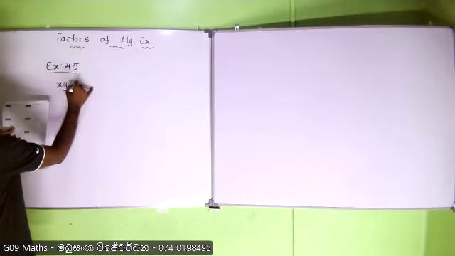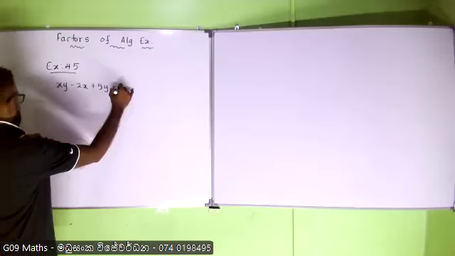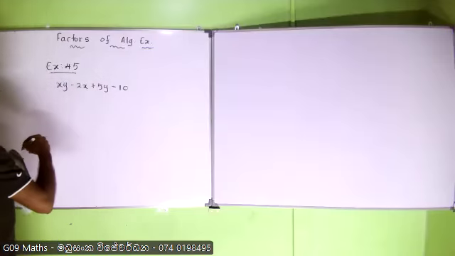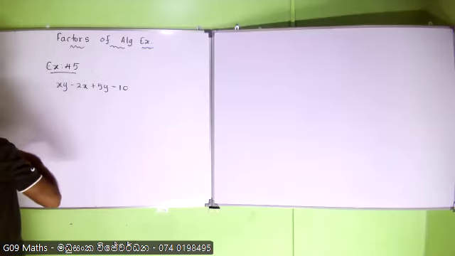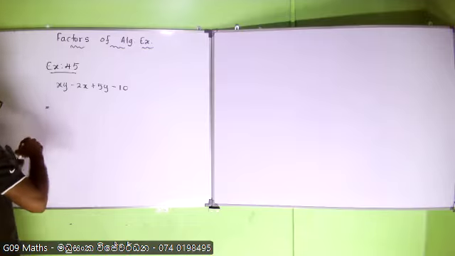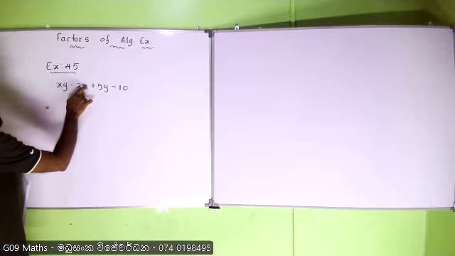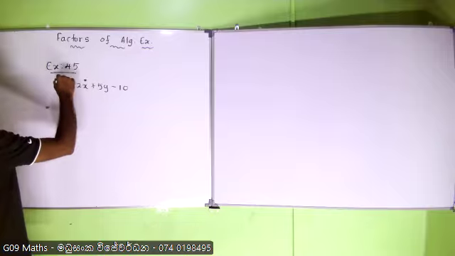Right. x squared minus 2x plus 5y minus 10. Right. There is nothing to worry about at all. So by looking at the first two terms, you can identify x is the common term.